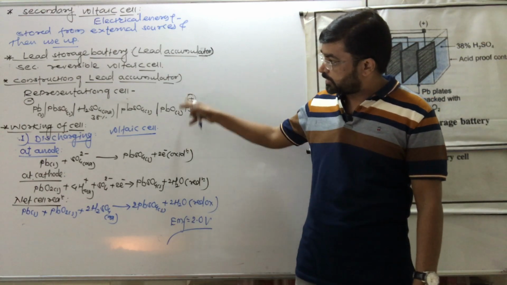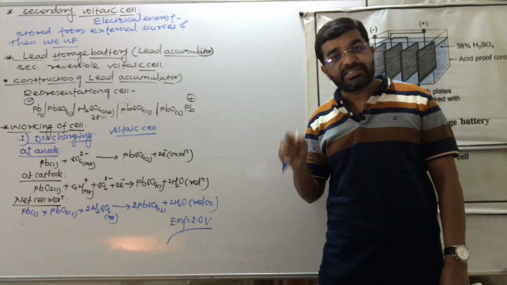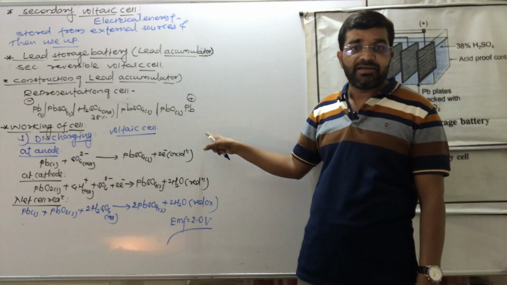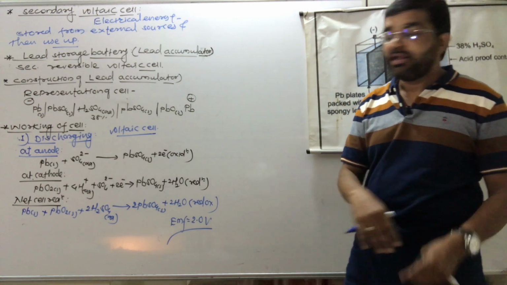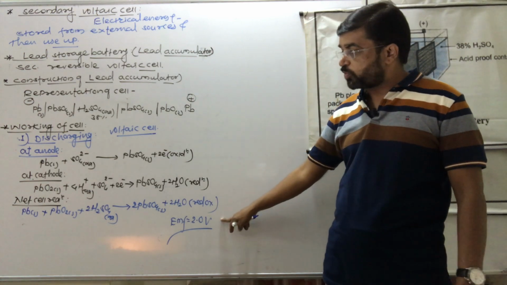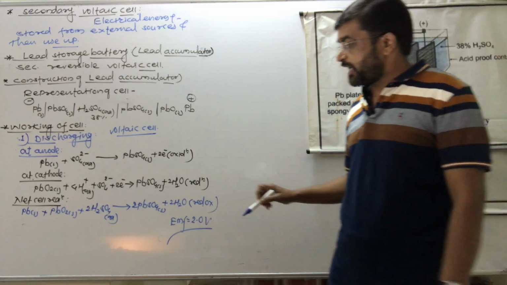This is nothing but the working of this cell during the discharging. During the discharging, the cell acts as a voltaic cell. That is, chemical energy is converted into electrical energy, and here electrical energy is produced. Oxidation takes place at anode, reduction takes place at cathode.